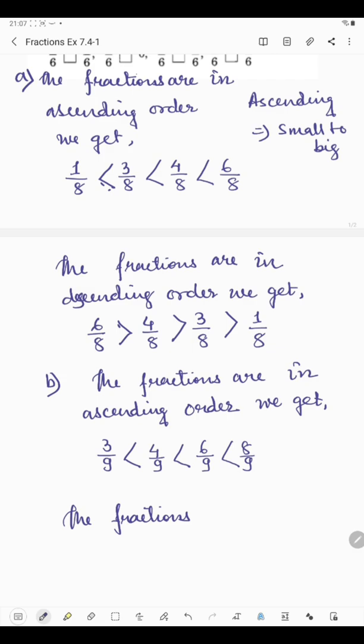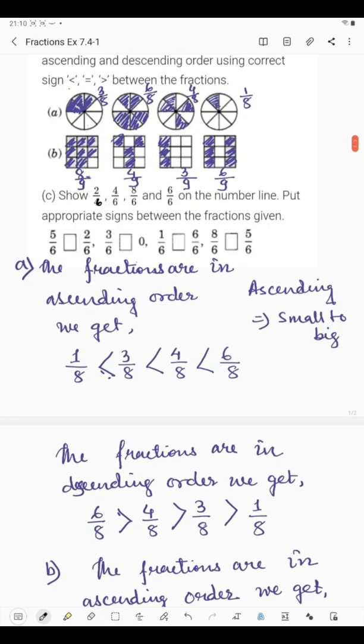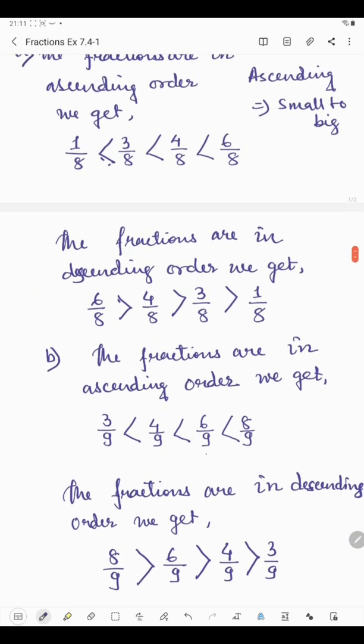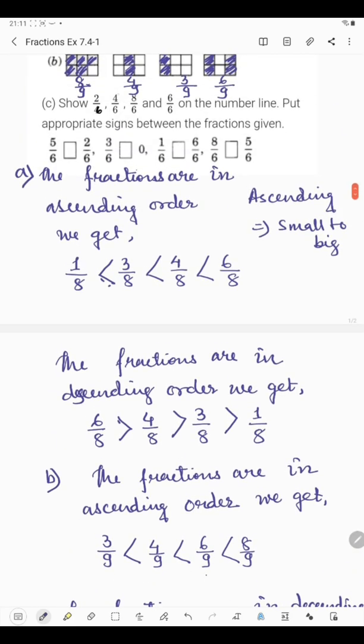Okay. Now coming to C part. Now in the C part we have to show 2 by 6, 4 by 6, 8 by 6 and 6 by 6 on the number line. Okay. Now let us draw the number line. Now here is our number line and mark the points at equal distance. Okay. Now at first we have 2 by 6, 4 by 6, 8 by 6 and 6 by 6.